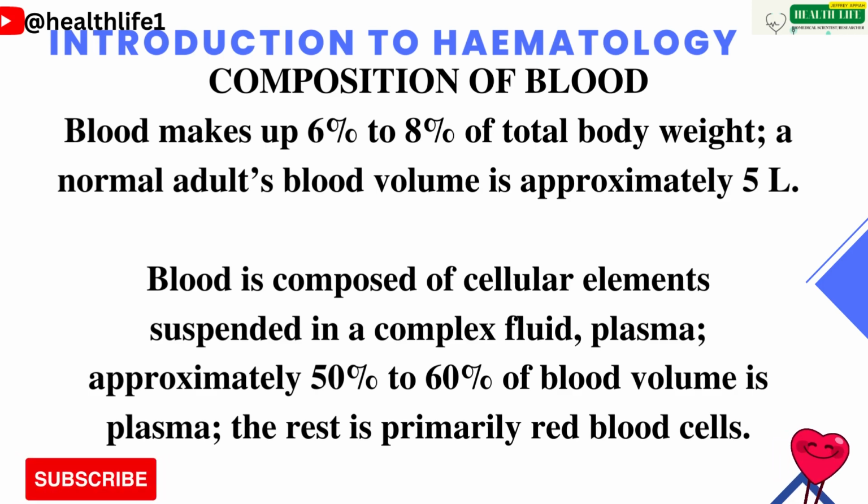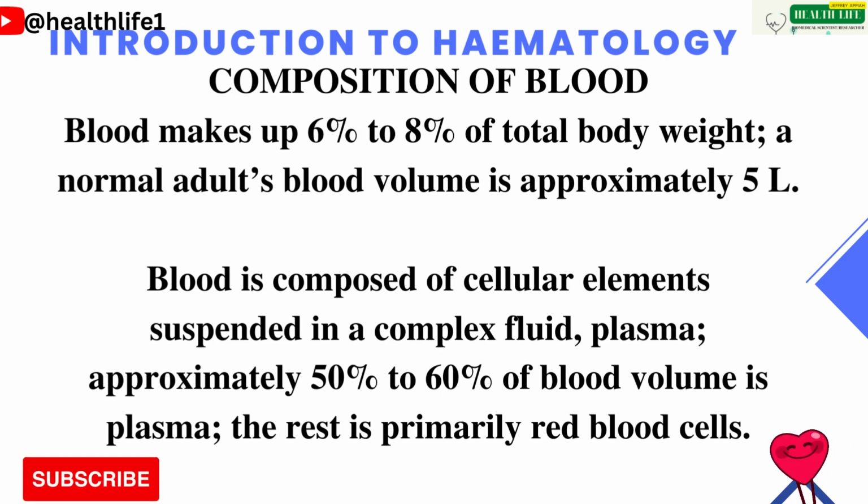Now, blood is composed of cells that are suspended in a fluid. The fluid is called plasma. Now, when we said blood makes up 6 to 8% of your total body weight, if we take blood in itself and separate the cells from the liquid, blood is blood cells, that's your red blood cells, white blood cells, and platelets, suspended in a fluid. The fluid is called plasma.